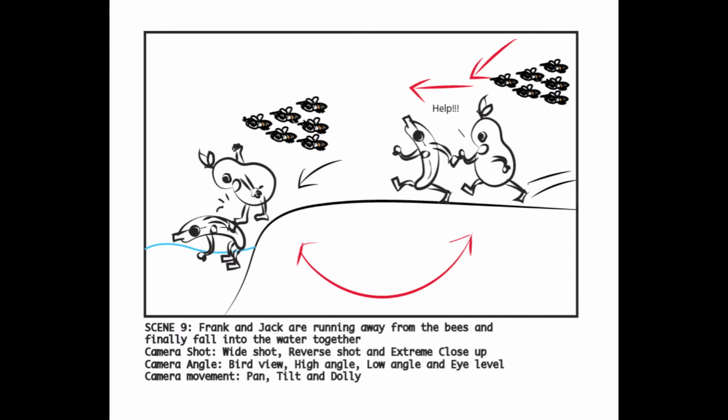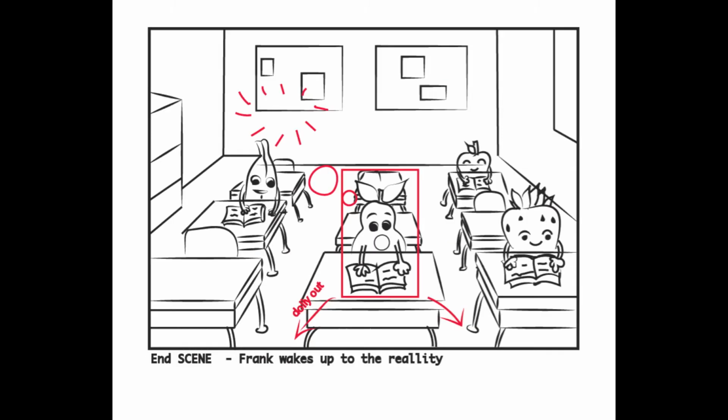Jack and Frank are now at the edge of the hill, and Jack tries to stop himself. Frank, however, cannot see ahead and couldn't stop himself due to the momentum. He hits Jack and takes him along straight into the river. As soon as they fall into the river, Frank wakes up scared and realizes that it was just a dream.